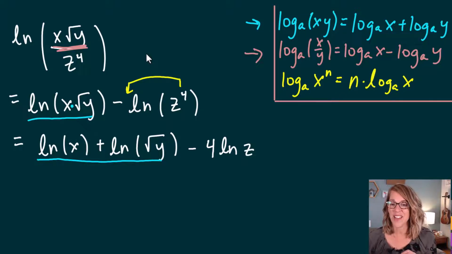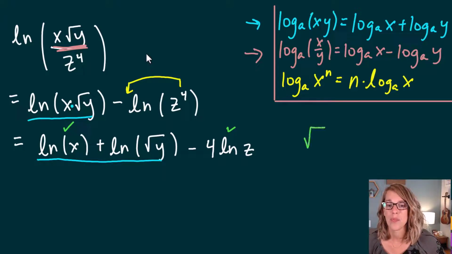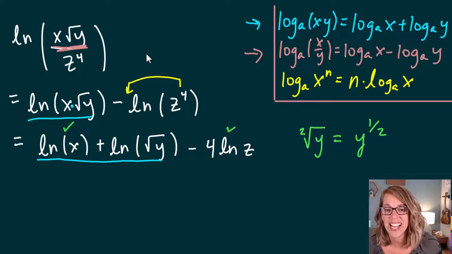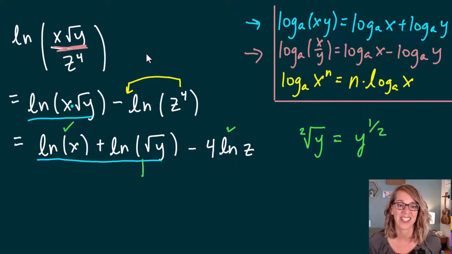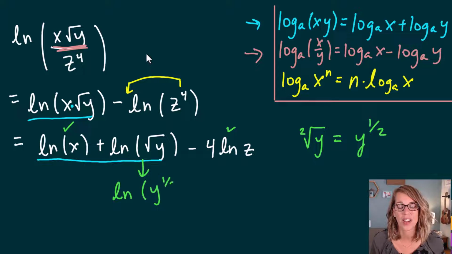So I've got almost everything finished, right? The natural log of x, nothing left to do. For natural log z, nothing left to do. But I've got this square root inside of the second logarithm. Well, this square root of y can be written as a rational power, as a 1/2 power. There's a little index of 2 in there. A cube root would be a 1/3 power. A fourth root would be a 1/4 power. Well, that's going to make my job a lot easier on the second natural logarithm. So I can write this as the natural log of y to the 1/2 power.